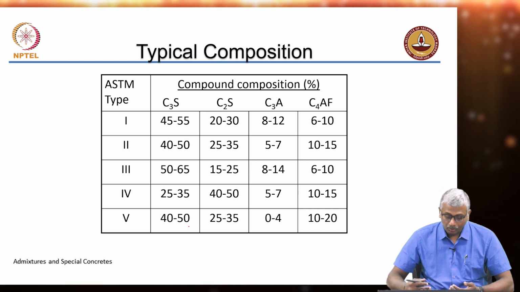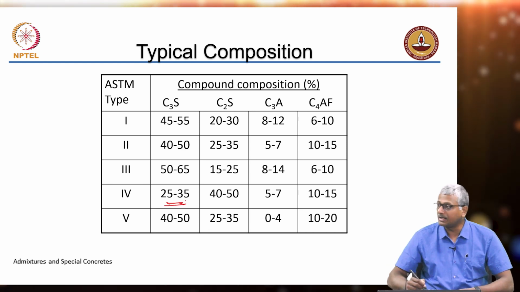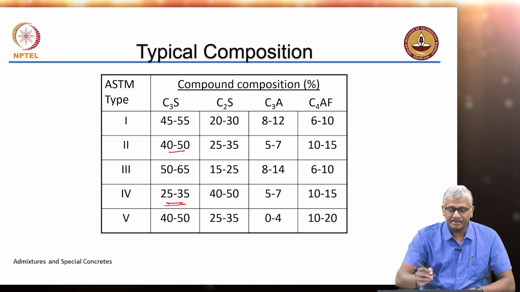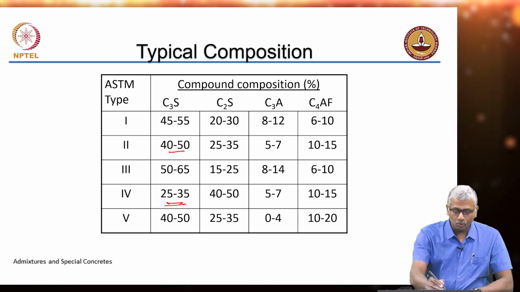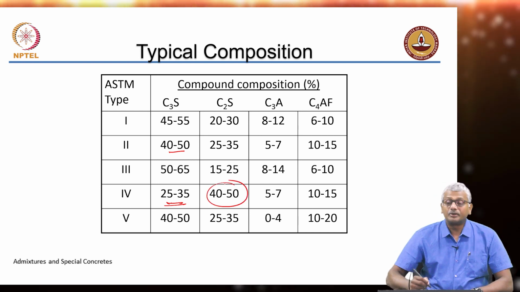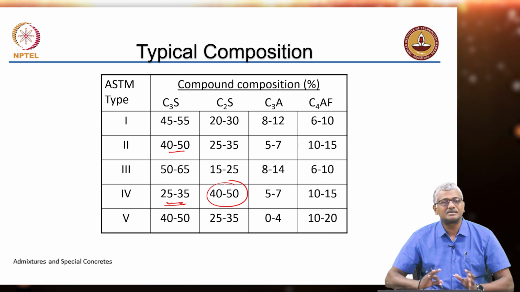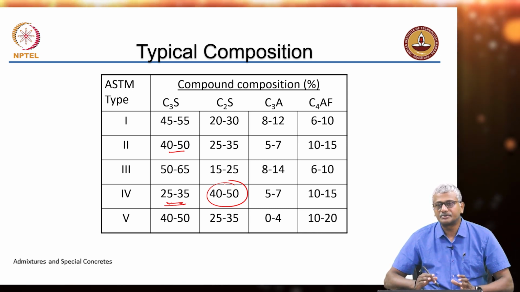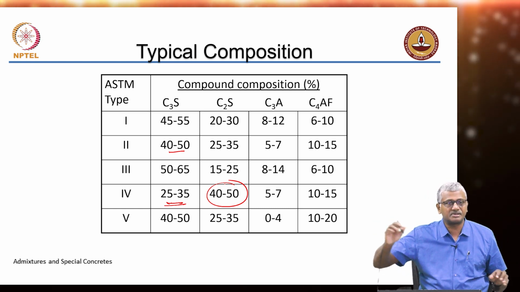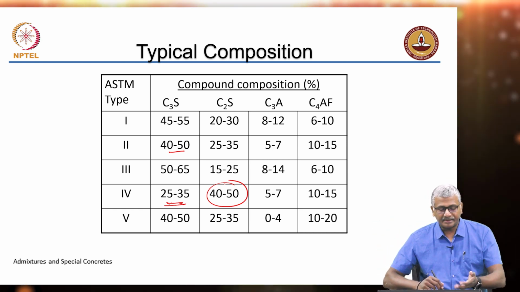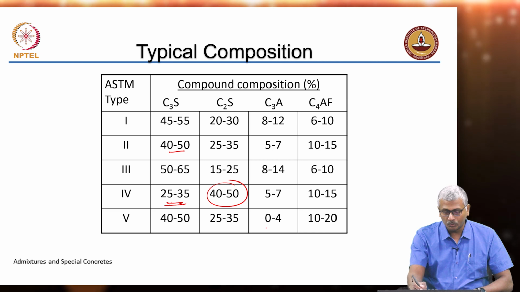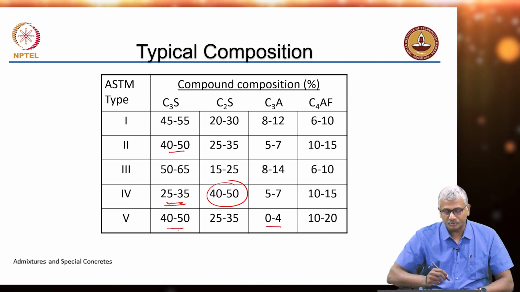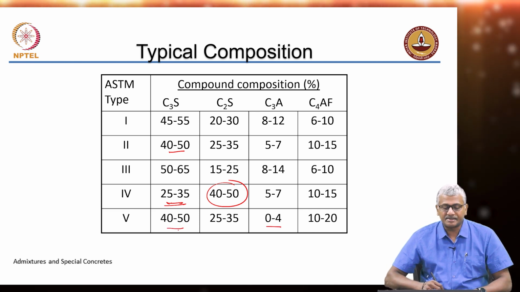Type 4 also has lower C3S and C3A, but the C3S lowering in type 4 is much more than in type 2. So, obviously, when you lower C3S, you increase C2S. The silicates typically will add up to nearly 80 to 85%. Okay. So, if you are lowering C3S, you are increasing the C2S. And then type 5, as I said, lower C3A and sometimes also lower C3S as compared to type 1 cement.